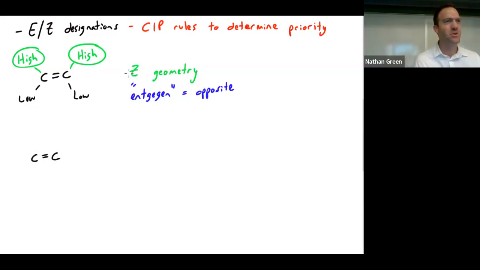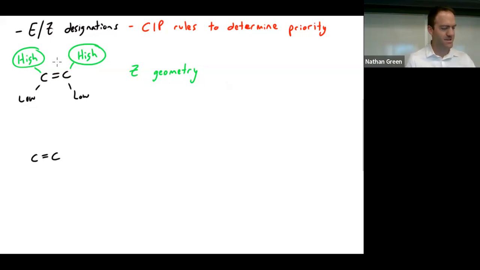This is Z geometry. Sorry. Nobody was like, wait a minute. Something is wrong here. Something is not right. Okay. Hold on to that. It's coming back. These two groups are on the same side. I was having cognitive dissonance as I was writing this out.